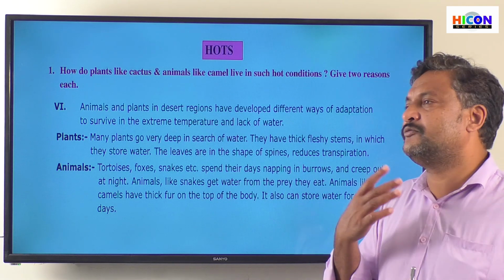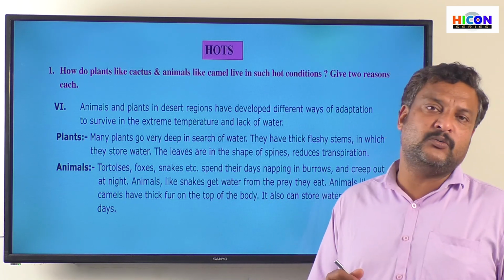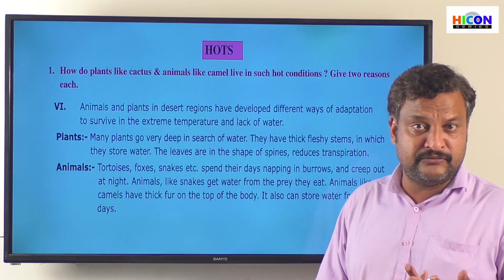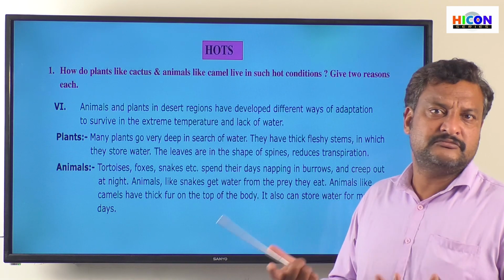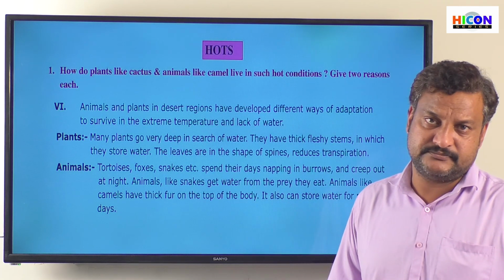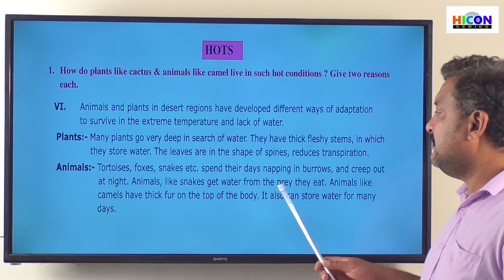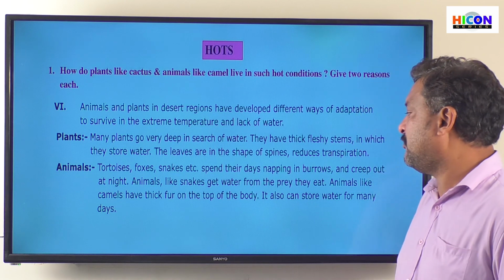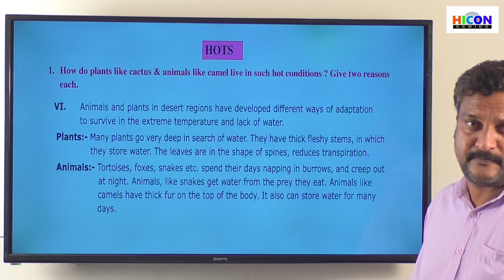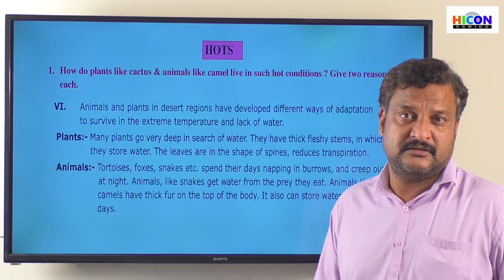Because we eat the food and for water we drink water, isn't it? And these animals need not drink any water because the water that is already there, either in the form of body fluids, blood, or some water that is in its stomach, will convert into their body water. So they get water from the prey they eat. Then animals like camels have a thick fur on the top of the body. It prevents evaporation, right? Then it can also store water for many days, right?